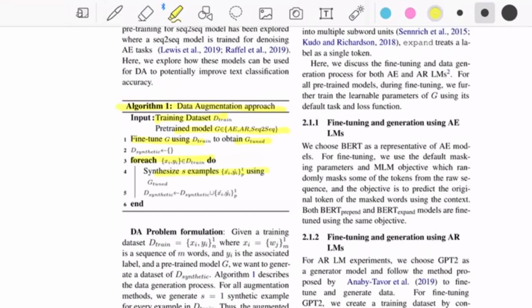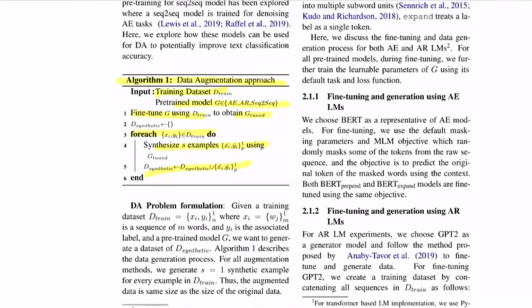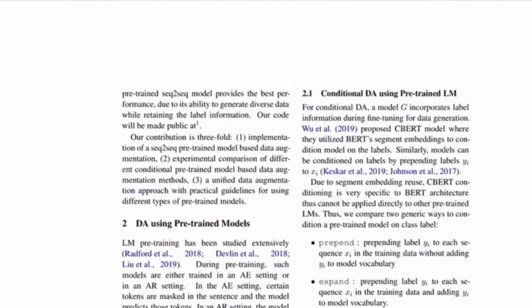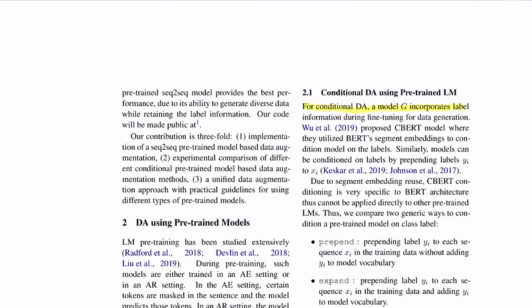And for each input sample, they would generate some number of augmented sentences. Okay, so they say we generate S equal to 1 synthetic example for every example in D train. So essentially, they are just generating one example per original sentence. Thus, the augmented data size is the same as the size of the original data set. For conditional data augmentation, a model G incorporates label information during fine tuning for data generation. So what they're saying is, after you have the pre-trained model, you fine tune it with the class information as well along with the original sentence. So that is the fine tuned version which they'll be using for generating the newer sentences.